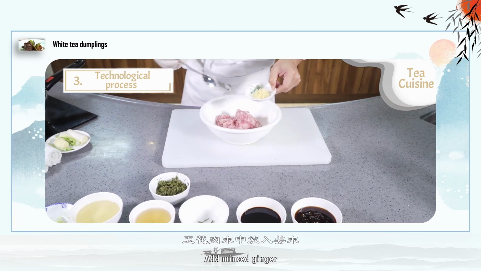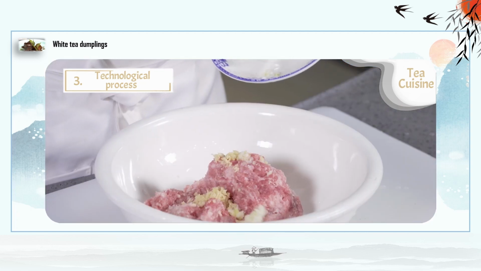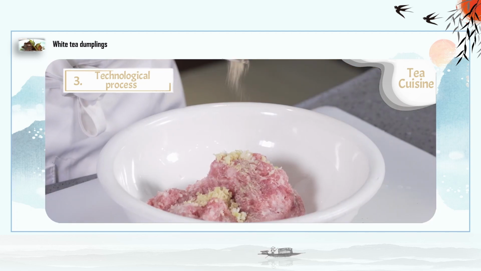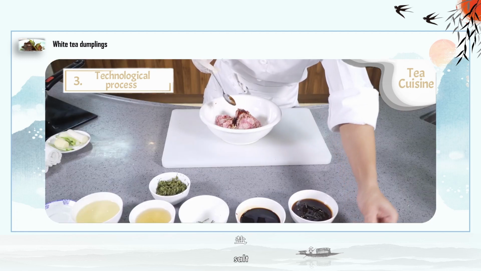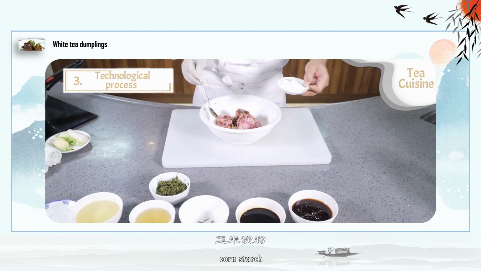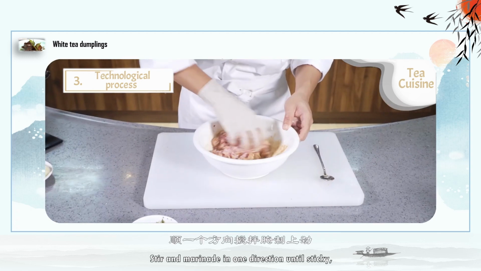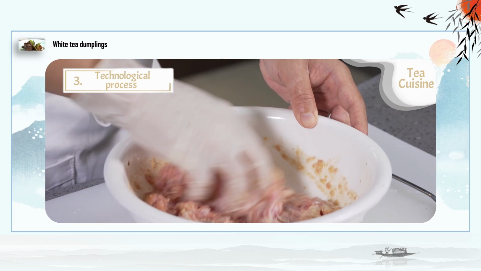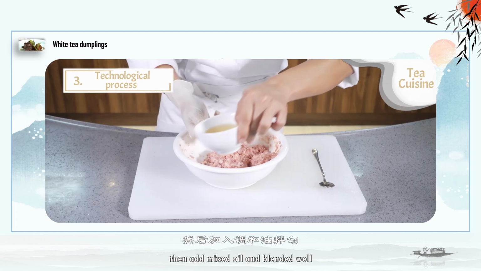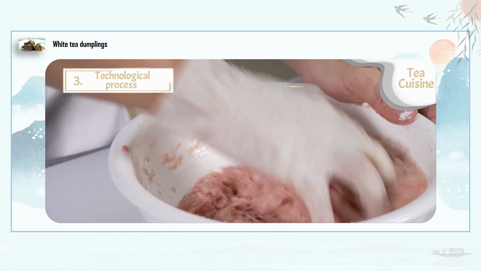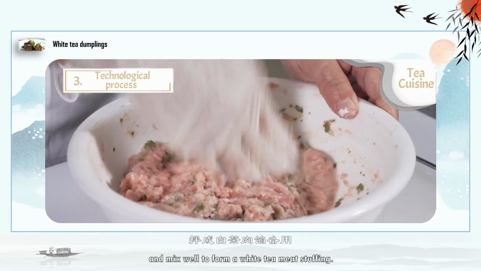Step 3. Add minced ginger, minced green onion, pepper, soy sauce, oyster sauce, salt, cornstarch, and tea soup into minced pork. Stir and marinate in one direction until sticky. Then add mixed oil and blend well. Finally, add the minced white tea and mix well to form a white tea meat stuffing.